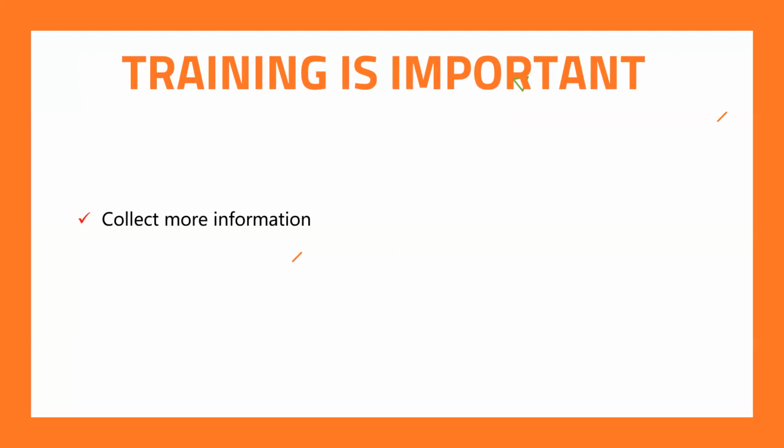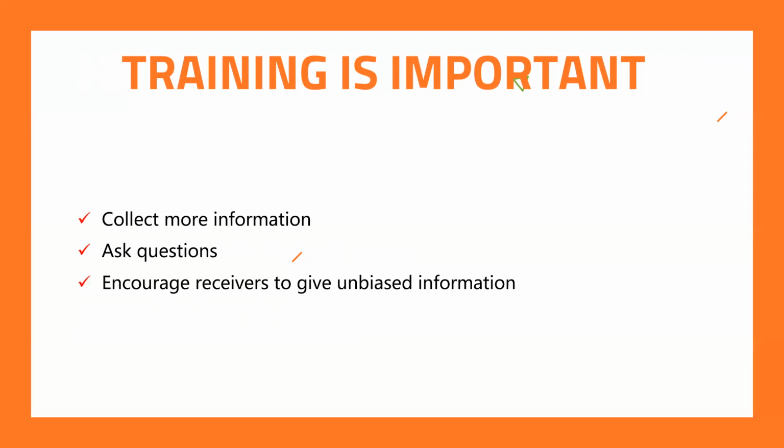So we can give training by collecting more information from the receivers. How can we collect information? In the form of asking questions, and we can also encourage receivers to give unbiased information. So when we encourage unbiased information, that means we are not entertaining biased information. We can immediately understand that the information is biased on the basis of how the receiver is putting it across. So we can definitely stop the receiver from giving biased information and request the receiver to give unbiased information.